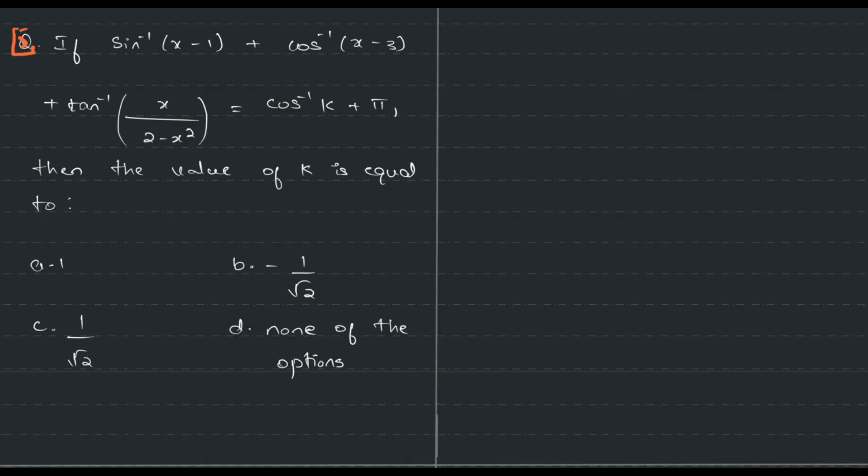So we are looking at sine inverse of (x minus 1) plus a certain set of expressions equated to cos inverse of k plus pi. We have to figure out the value of k. Can we use the options? The options do not look helpful, and plus we have none of the options. So here we have to be careful. We have to get the final answer.